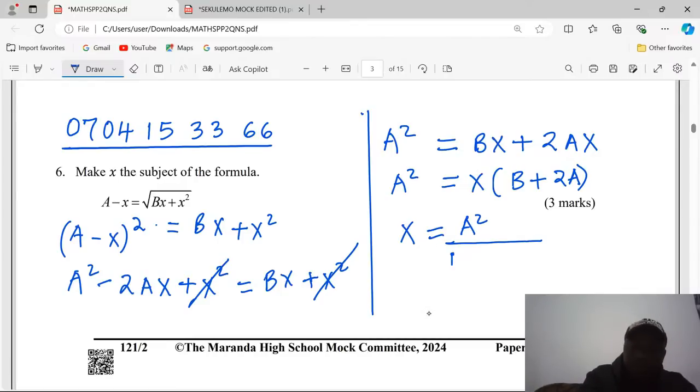b plus 2a. b plus 2a. So that is how we were supposed to make x the subject of the formula in such a case.